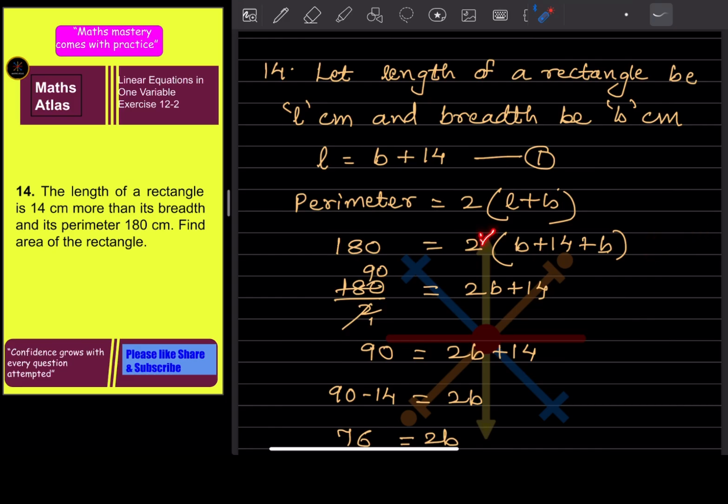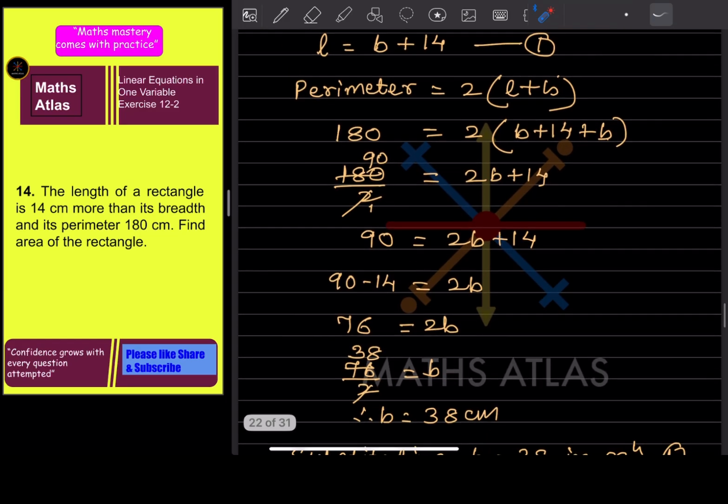So what I have done here, I have taken this on this side, 180 is already there. This is multiplication, so it will get divided because it is changing the side. And this is going to be 2b plus 14. So after simplifying, we got 90 is 2b plus 14. So now 90 is already here. This will go here, that will be minus 14, and 76 is 2b.